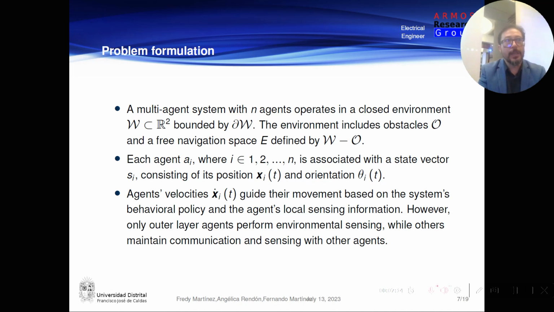We define the state of every robot with a vector. This is the state vector. The state vector basically has the position of the robot and its orientation. And we define the movement of the robot in the environment with x dot, the velocity of the robot.